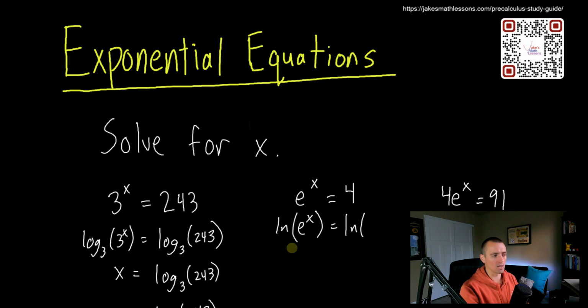So you're going to get natural log of e to the x equals natural log of 4 in this case. The natural log and the e are going to cancel, basically just leaving you with x on the left side of your equation equals natural log of 4. And again, natural log of 4 is now in a form that we can just plug directly into our calculator.